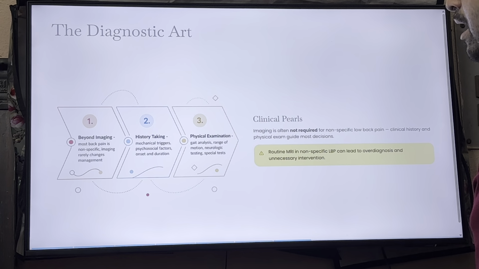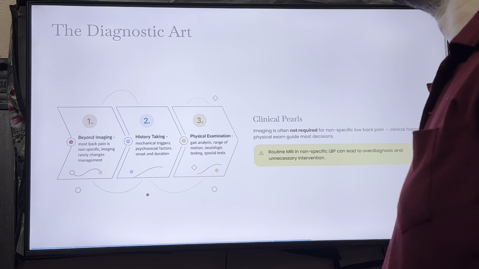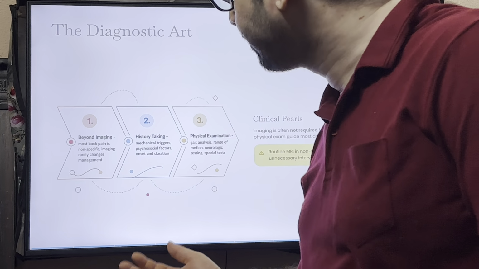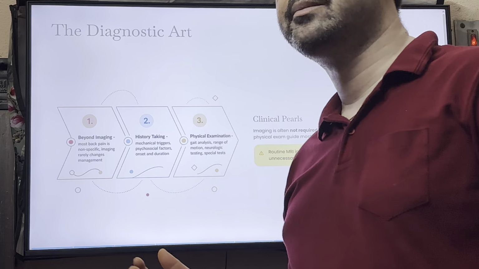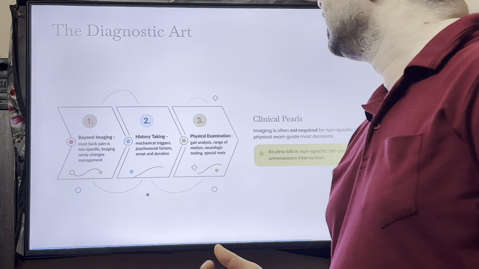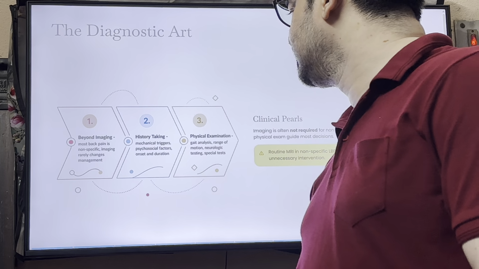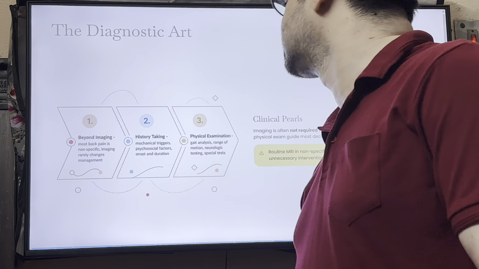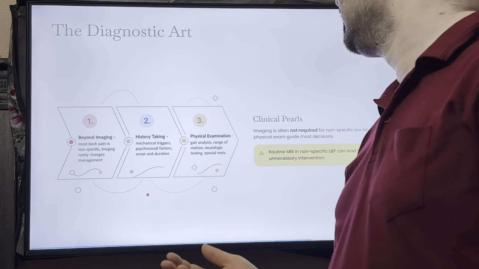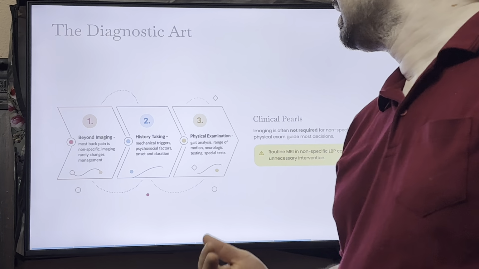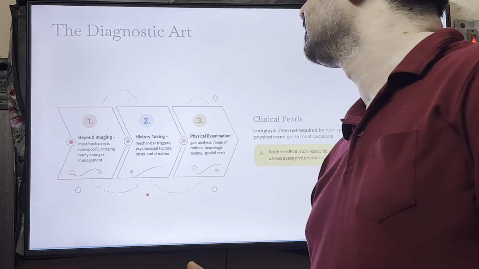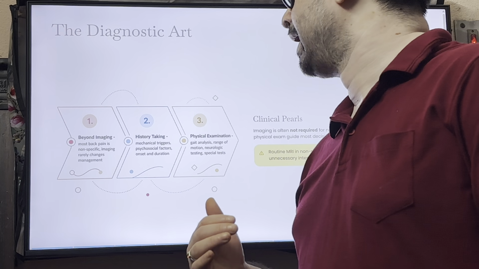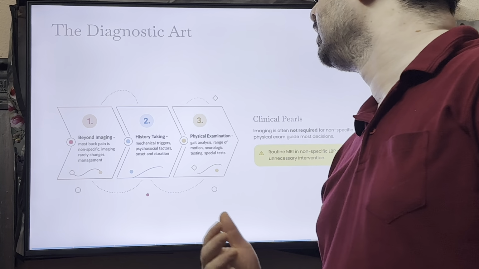The diagnostic art beyond imaging. Most back pain is non-specific. Imaging rarely changes the management. History taking: mechanical triggers, psychosocial factors, onset and duration. Proper history taking is very important to understand the disease progression and management plan for a better outcome in low back pain.